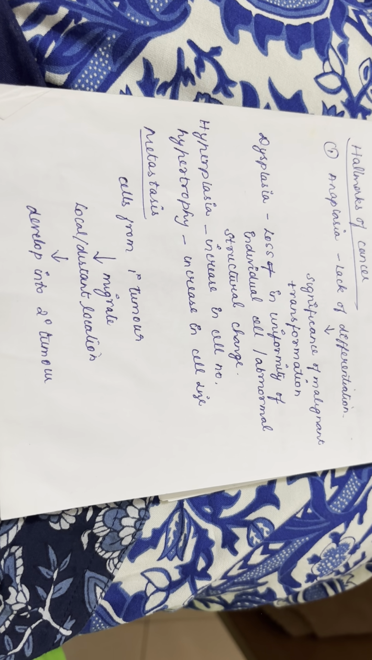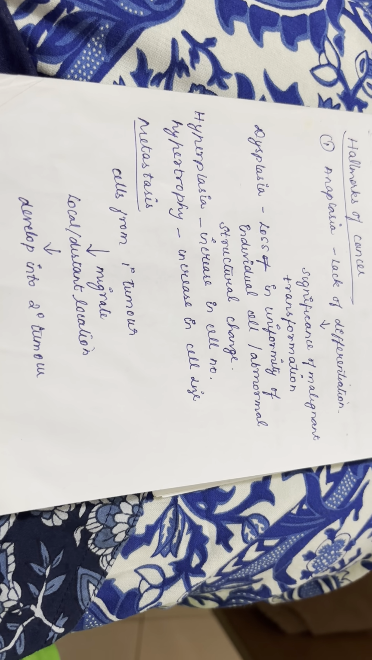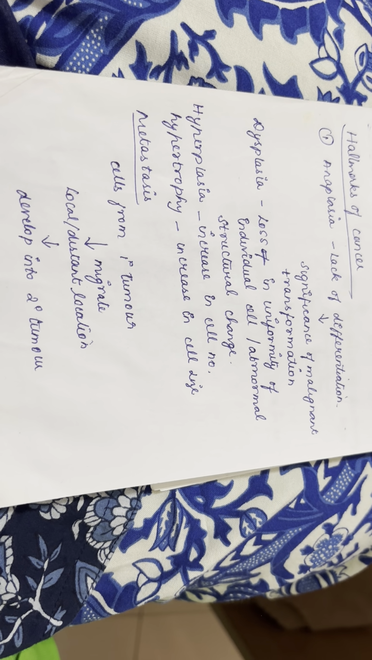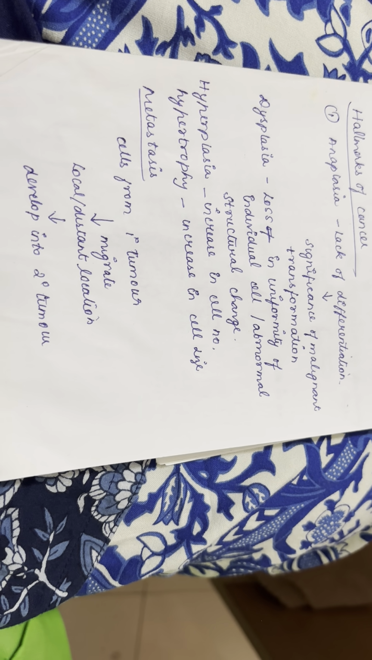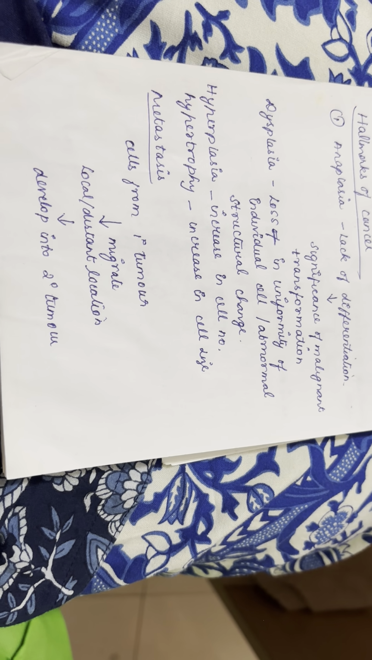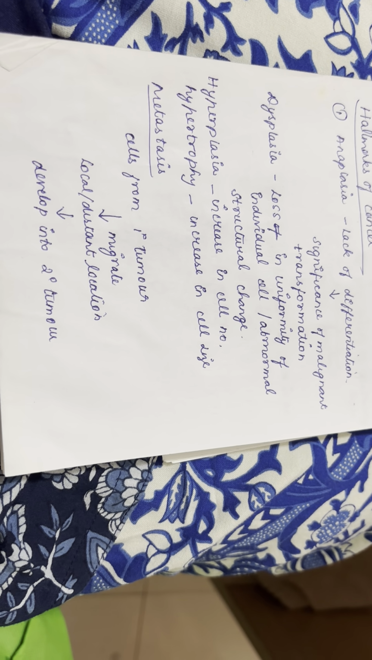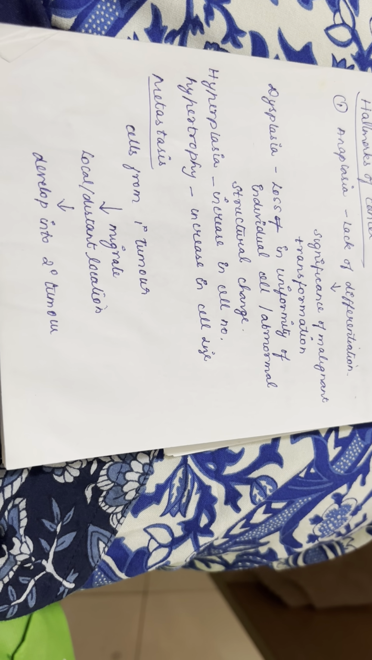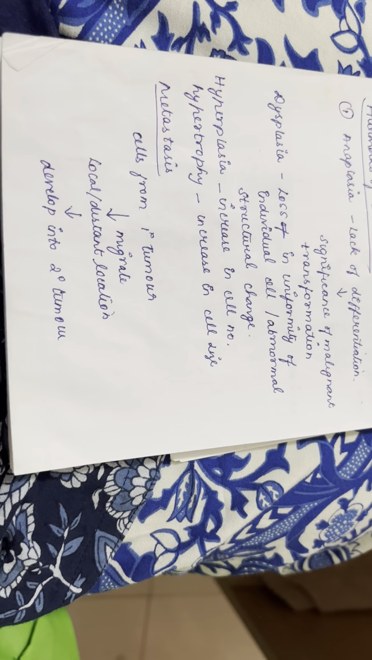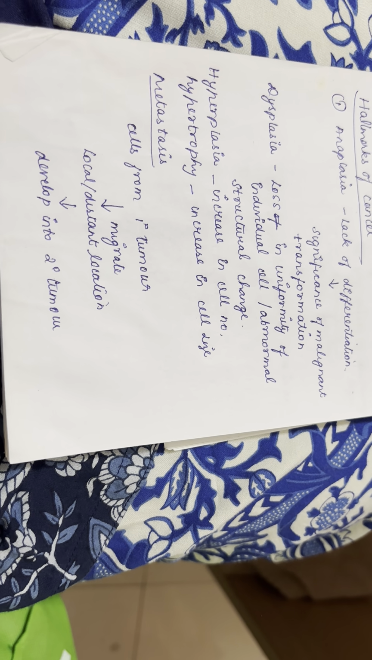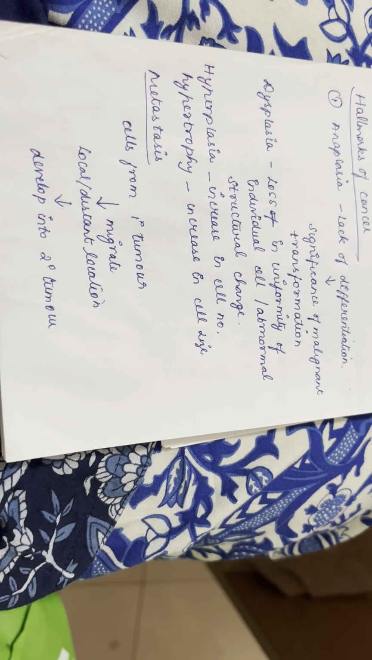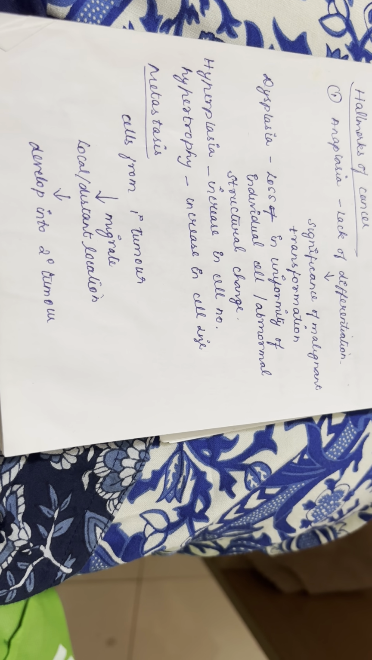Today we'll start with the hallmarks of cancer. Before entering into the hallmarks of cancer, we have to look at a few terminologies we must understand, right? Anaplasia, dysplasia, hyperplasia, and hypertrophy. What do these terms represent? Anaplasia means the lack of differentiation.